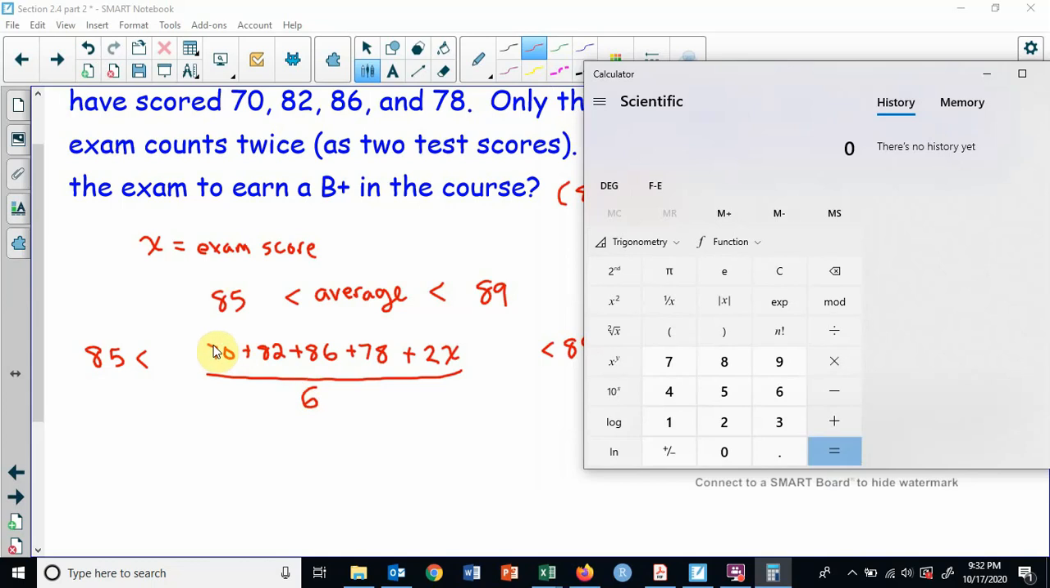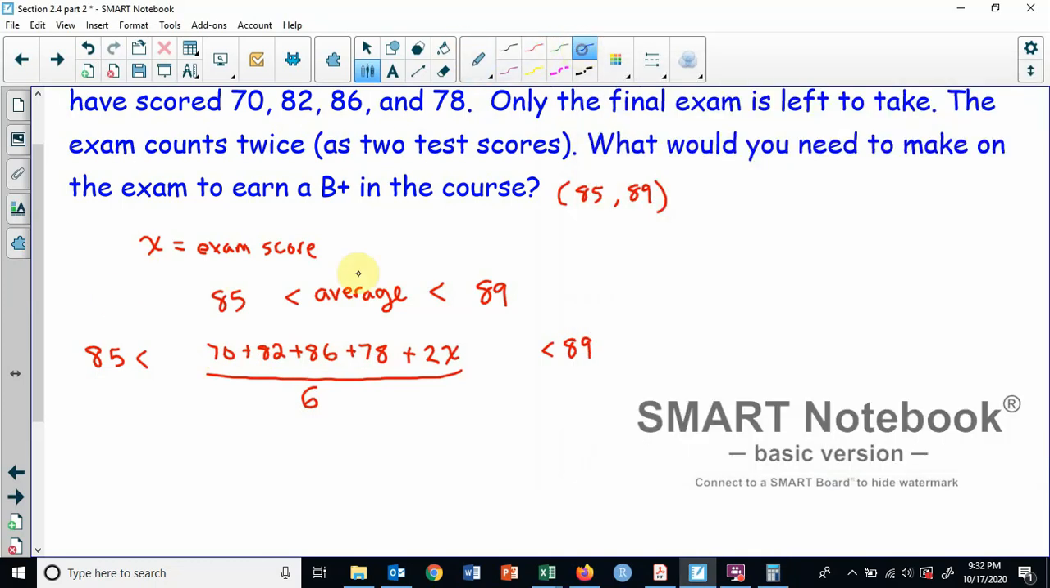Alright, let's simplify and add these 4 numbers up that are like terms. So 70 plus 82 plus 86 plus 78. I think I got them all typed correctly. 316. So let's write this down neatly.